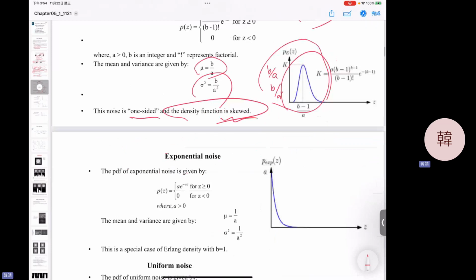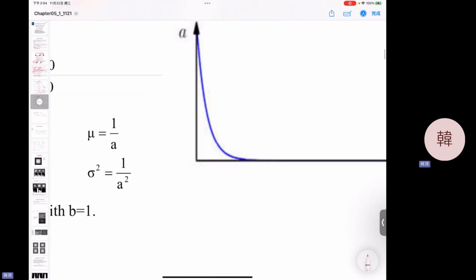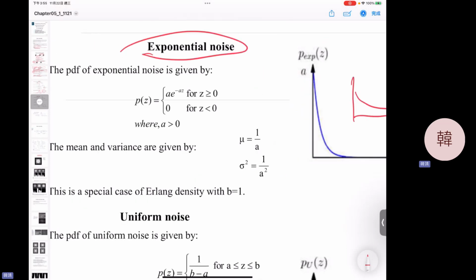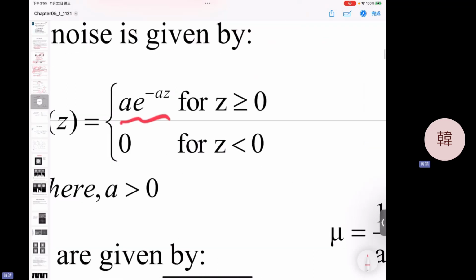So it's always based on your noise model, and you know how to remove it. The next one is exponential noise. If you look at your background noise like this one, it is exponential, sometimes longer. This shape of noise we can easily see is an exponential format, right?